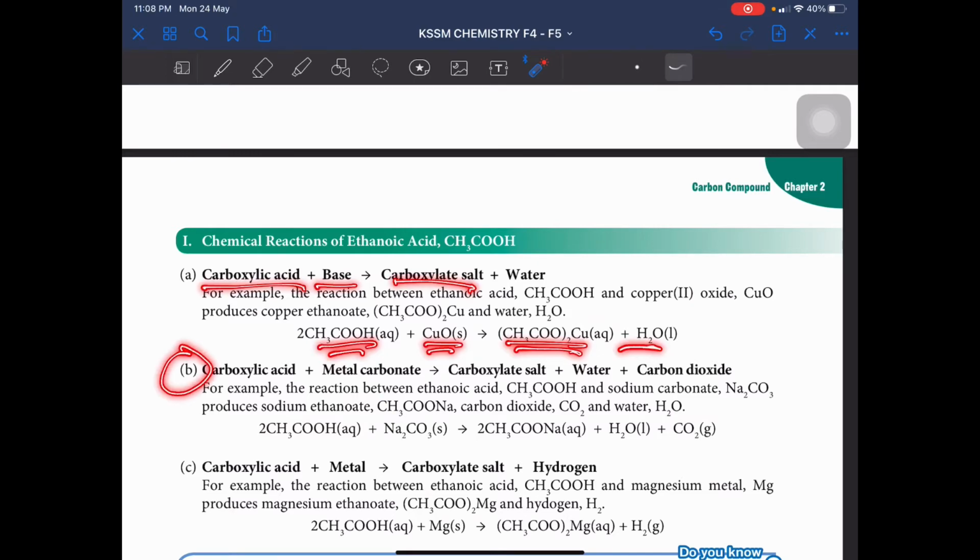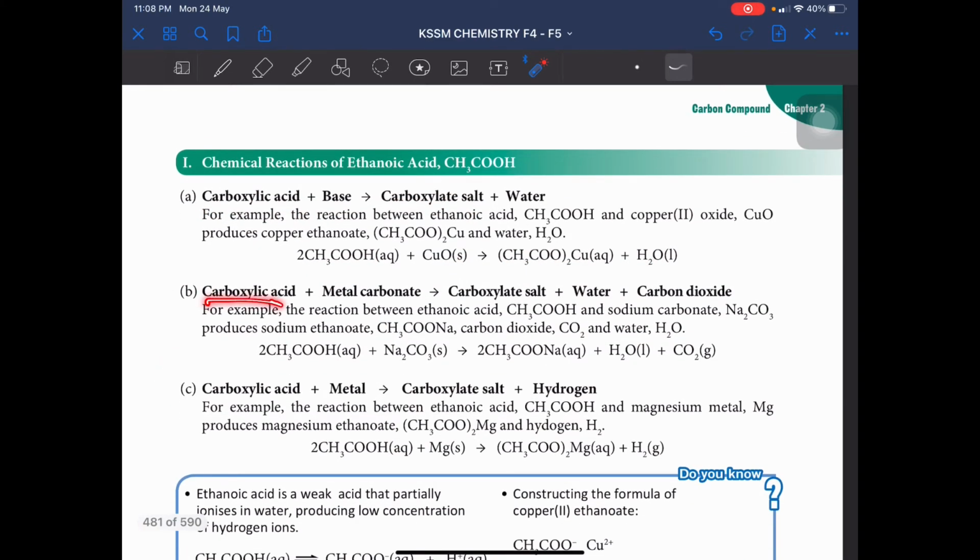Number 2, okay, number 2, when a carboxylic acid reacts with metal carbonate, for example, ethanoic acid again. Ethanoic acid reacts with metal carbonate. Na metal, right, from group 1. Carbonate, okay. Na2CO3, it will produce salt again, carboxylate salt, water and carbon dioxide. Remember, this is what we have learned in chapter 7 form 4 actually. Acid and metal carbonate will produce carboxylate salt, water and carbon dioxide gas.